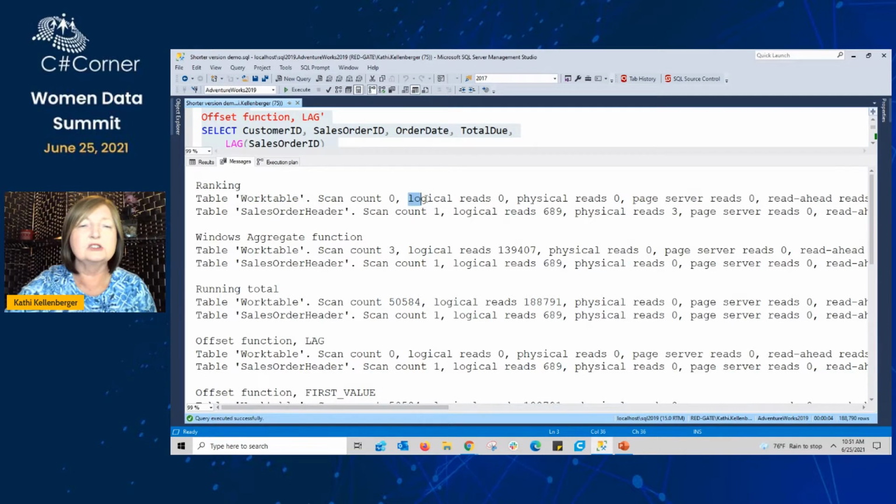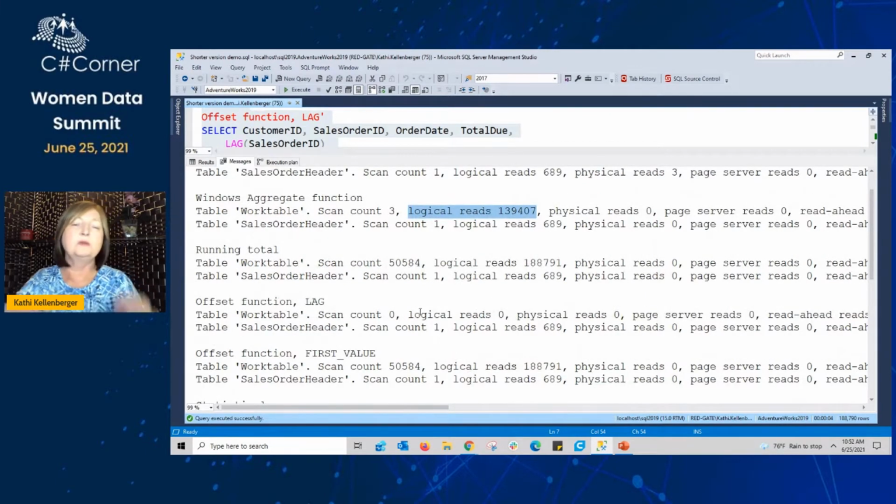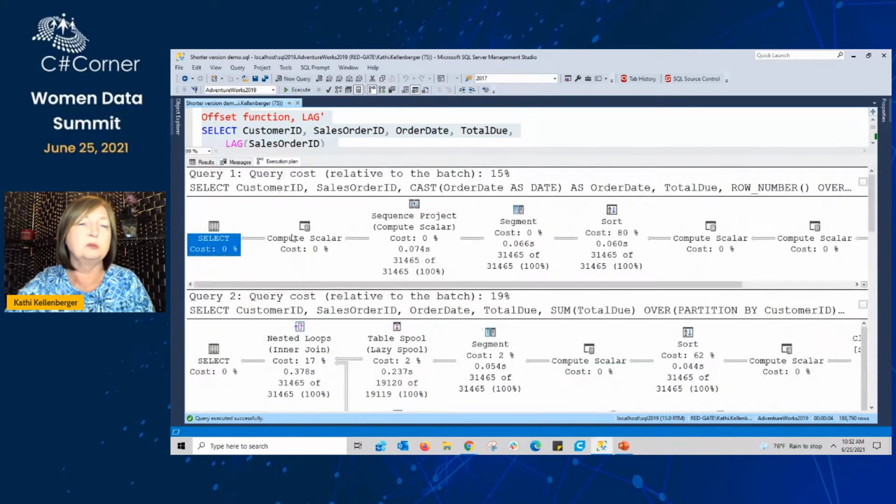But notice in some cases the logical reads are 0, and in other cases the logical reads are a big number. When I'm doing query tuning, this is one of the first things I look at, because it typically tells me there's a lot of IO going on, and logical reads are really an indicator of performance. These are small tables, so it's really surprising to get this gigantic number since the table is so small. Let's take a look at the execution plans as well.